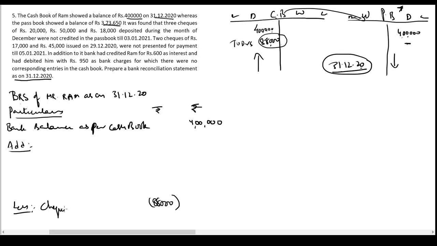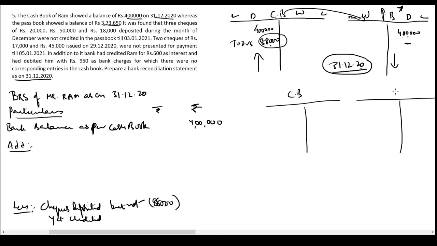I'll write here: checks deposited but not yet credited. Next, two checks of rupees 17,000 and 45,000 issued on 29 December 20 were not presented for payment till 5th January 21. I'll again prepare the working notes.